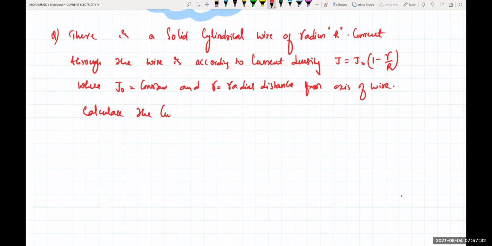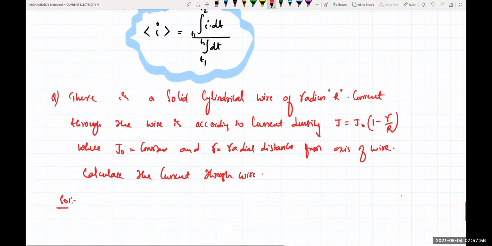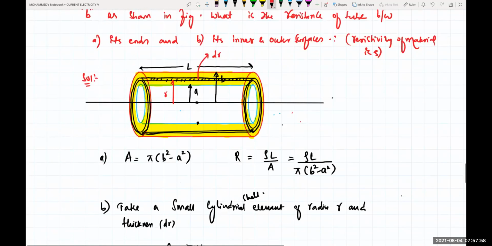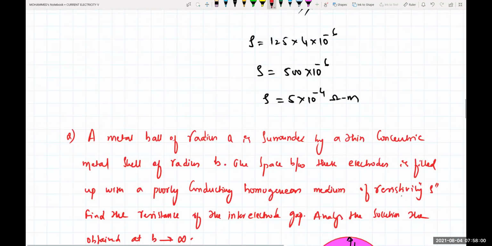Calculate the current through the wire. Okay, so take it as homework. We'll try to do it in tomorrow's session of your class. You try, and you will get the answer. Very simple. As I said earlier, take a solid cylinder and take an elemental ring in it, then calculate the area, then use the current density formula and substitute it, and you will get the answer. Will you do it? Try it, and if it doesn't work out, I will explain tomorrow in class. Okay.